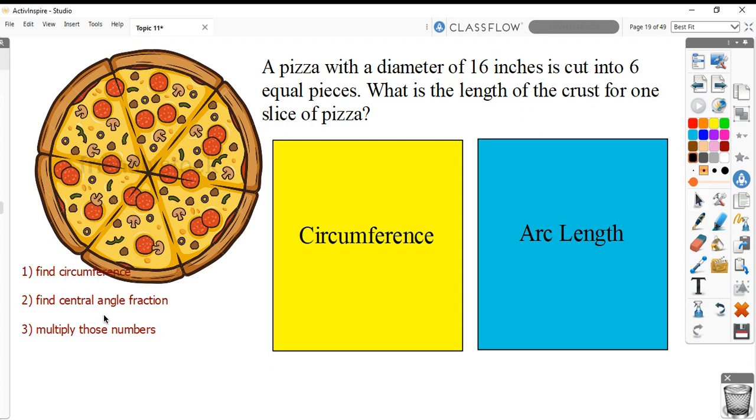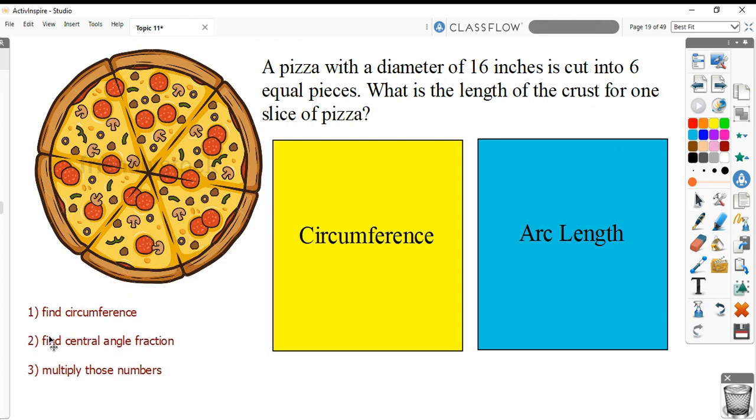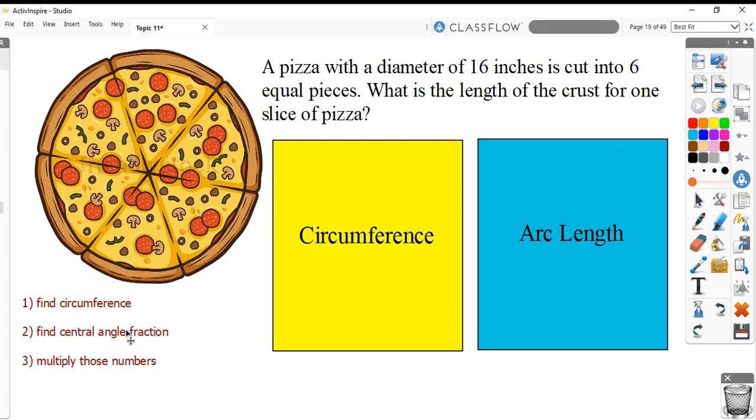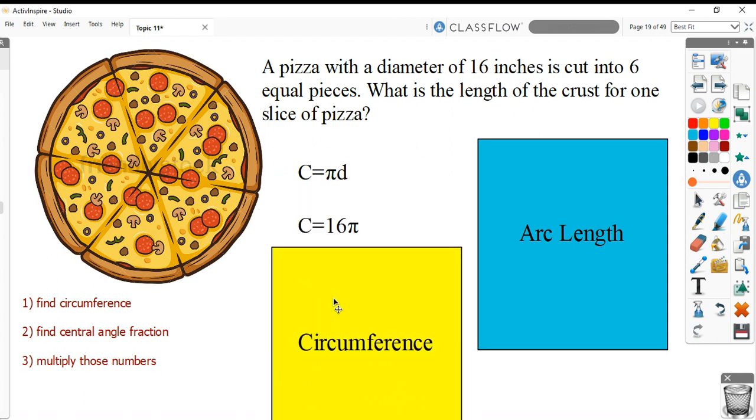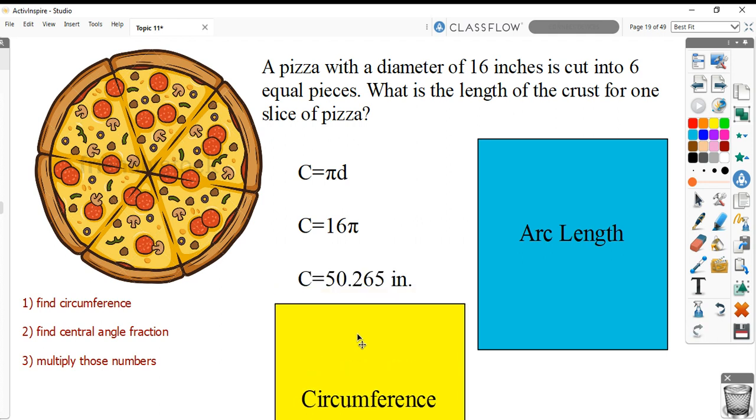What we are interested in here is finding, following our 3 steps: find the circumference, find the central angle fraction, and multiply those two numbers together. Okay, so the circumference, this one ends up being pretty easy because it already gave us the diameter, and we know that the circumference is just pi times the diameter. So you can take that pi, multiply it times this 16 that it gave us. That will give us our circumference.